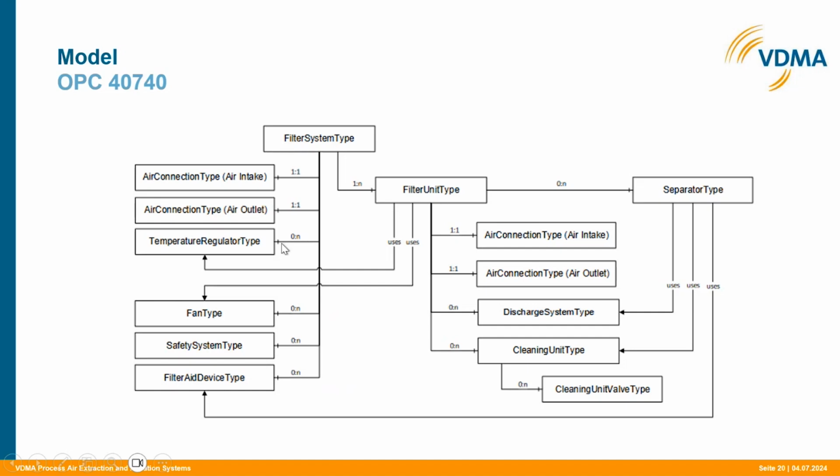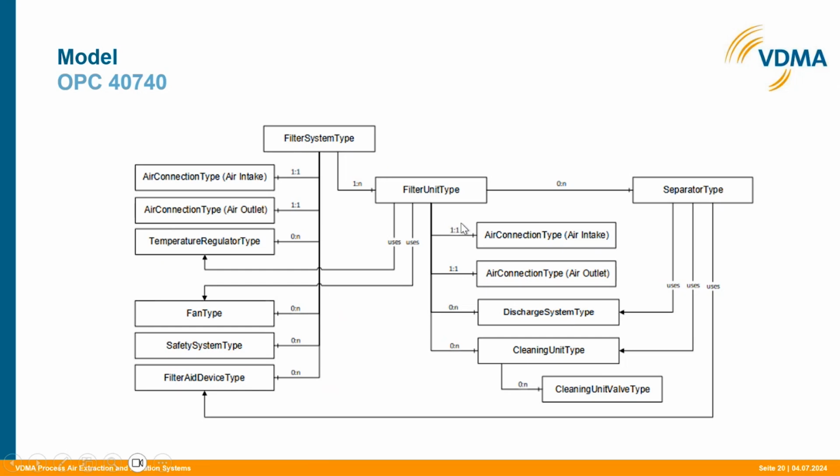Then there may be subsystems that are not always present, and the amount of those subsystems may vary from one device to another, meaning that we may use temperature regulators. There may be fans or blowers that are incorporated in our filter system. There may be or not be filter safety systems and filter aid devices. The main component of each filter system will be a filter unit.